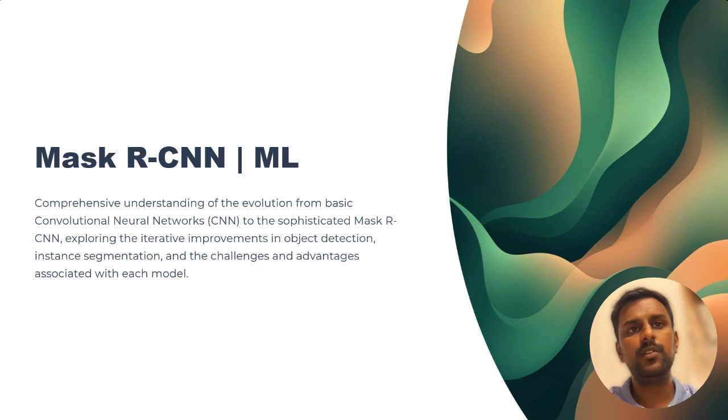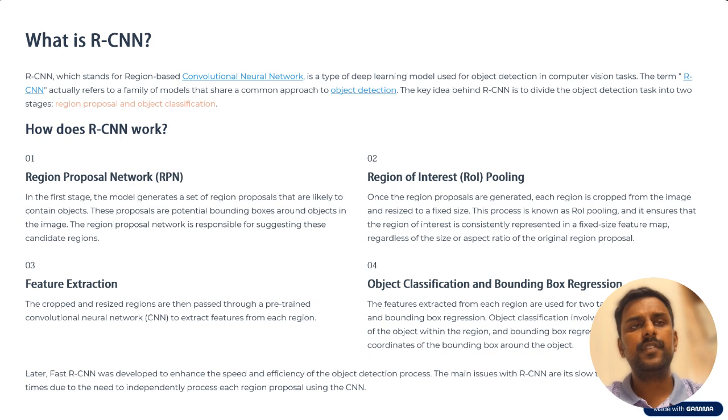So before jumping directly into the working of Mask Region-based Convolutional Neural Network, we'll try to study the iterative models and how we subsequently reach this model through its precursors. What is the basis, how it started, and then finally we reach Mask R-CNN. So the first basic model is R-CNN.